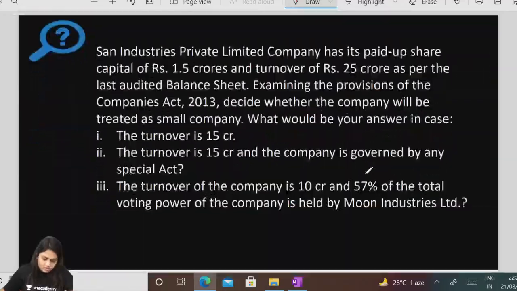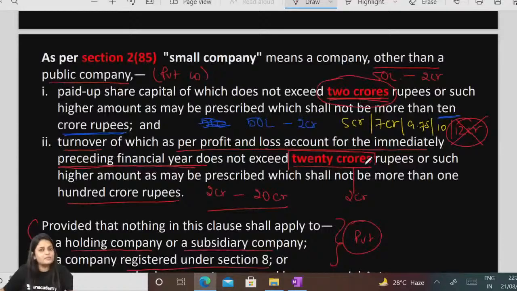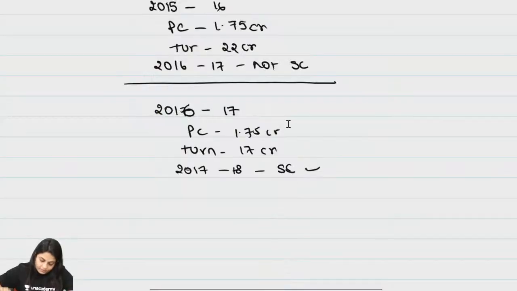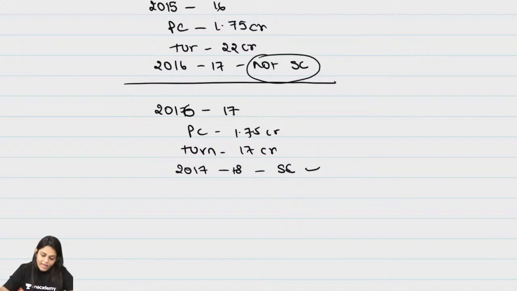Tisha, I hope you've understood it now. Will you solve one more question? Last question for the day. Yeah, so that is why I said no, it is not a small company. See, here I wrote not small company. Tisha, see, I wrote here no, not a small company. Right, I wrote it's not a small company for that year. Tisha, did you understand?